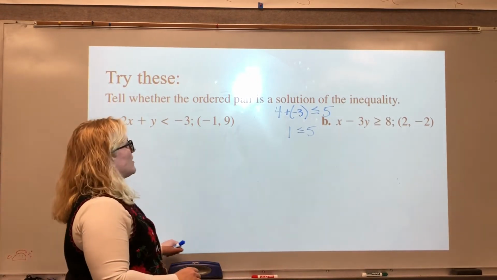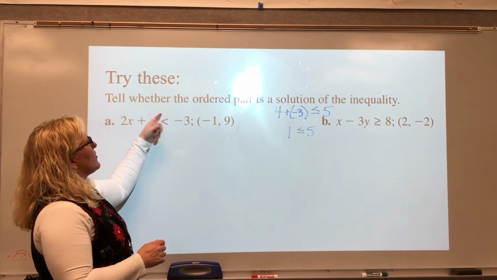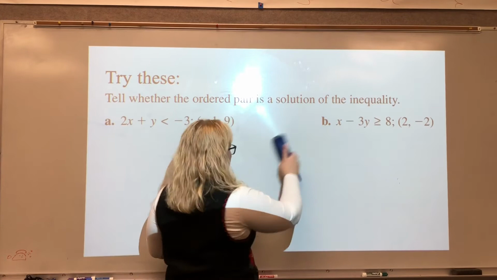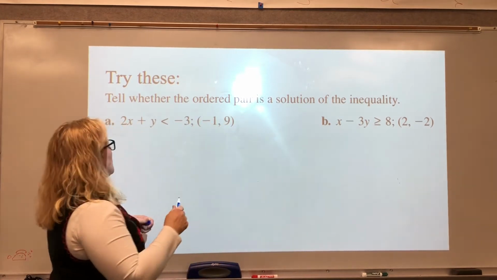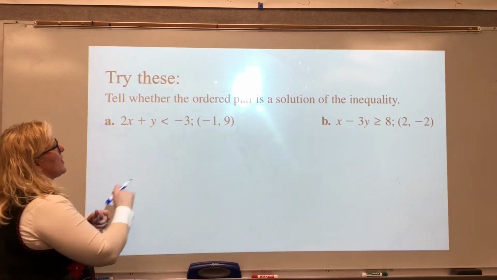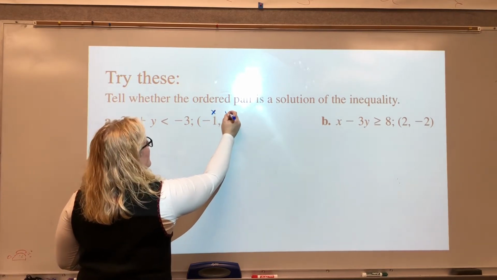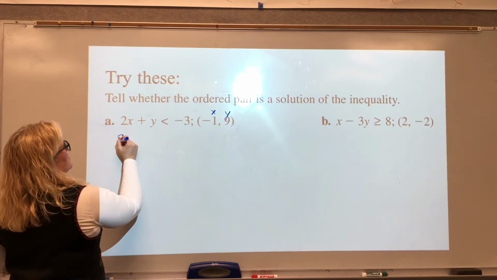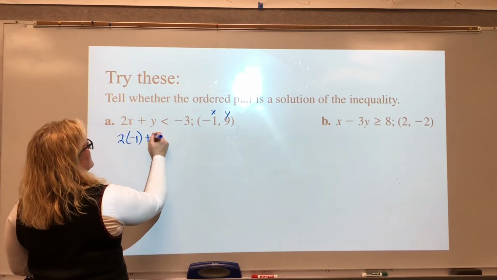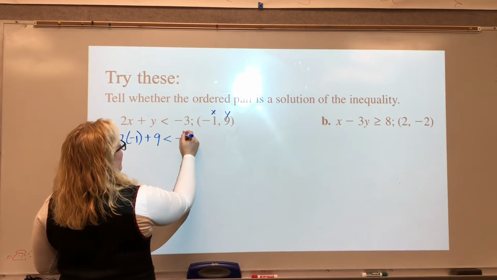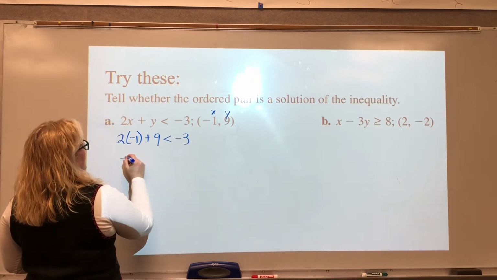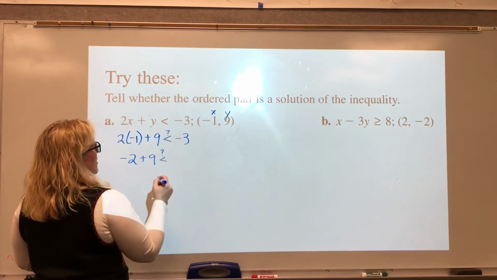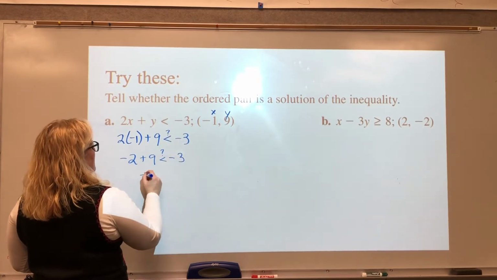Okay, so what we're going to talk about today, well, the reason I'm having you do this is partially because it's in your homework. But it says, tell whether the ordered pair is a solution of the inequality. And I know this is a try this, but I'm just going to go ahead and do it. So I plug in, this is x, this is y, and I plug them in and see if the inequality is true. So 2 times -1 plus 9, is it less than -3? Well, we've got -2 plus 9. Sometimes I put little question marks above here.